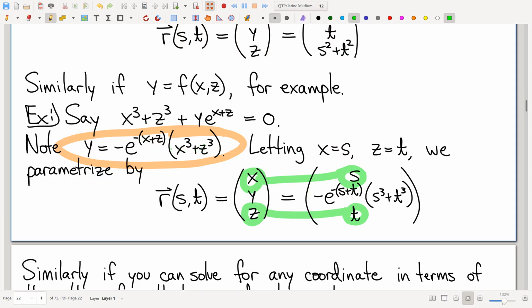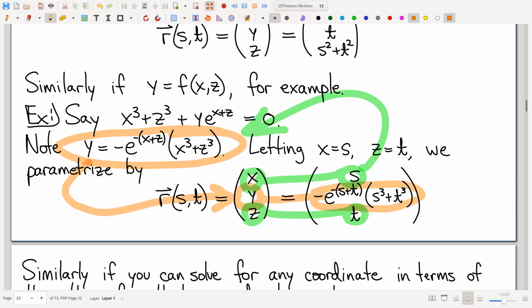If, in fact, x is s and z is t, then it immediately follows that y has to be that. And again, we win. Now I have a formula that gives me position as a function of s and t. Is that cool? Everybody on board?